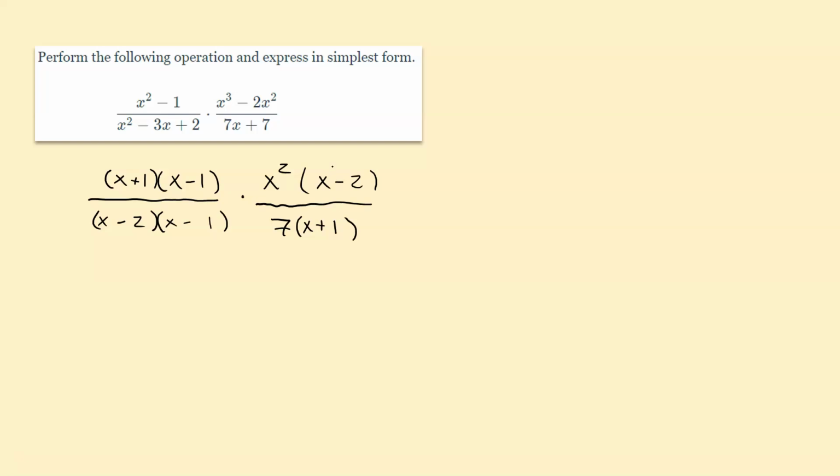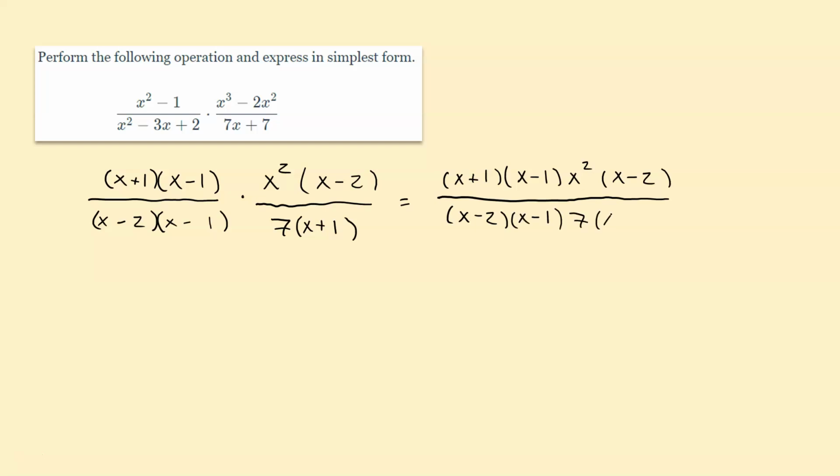Okay? So now we can go ahead and quote unquote multiply across, but don't actually multiply anything out. Just combine these into one fraction. So x plus 1, x minus 1, multiplied by x squared, multiplied by x minus 2. We'll just leave it like this for now, because we don't want to create more work for ourselves. You can even reorder it in a way that you might prefer. I'm just going to leave it like this for now.